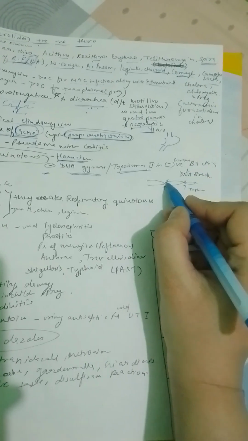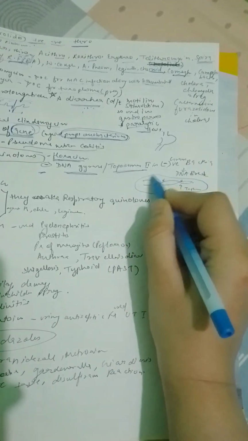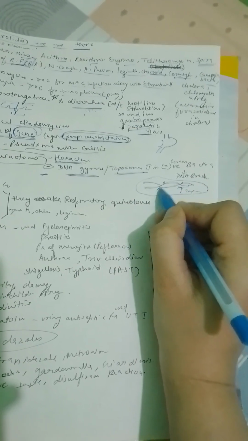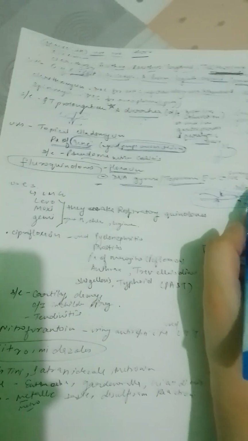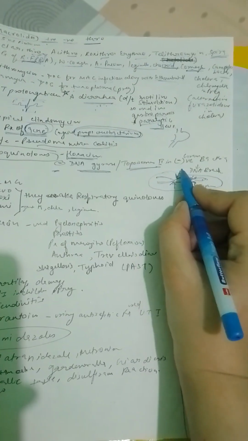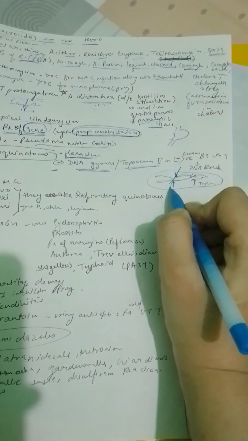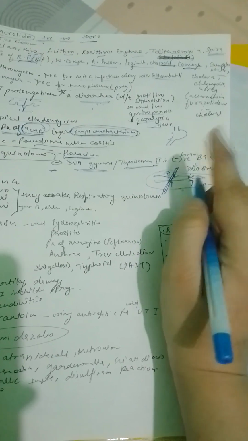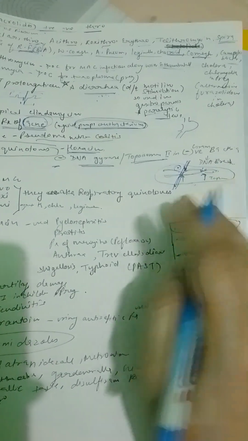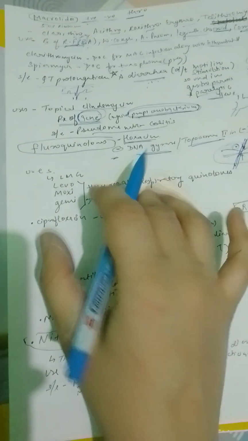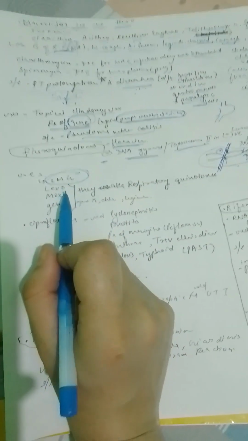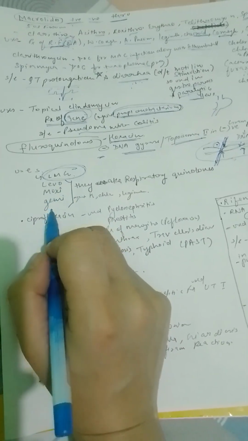Suppose this is our gram negative bacteria and this is its DNA, and here is topoisomerase. If we have given the patient a fluoroquinolone, it will act on this DNA gyrase or topoisomerase 2 and inhibit it, and hence the DNA will break. Hence the bacteria will not be able to continue. That is the fluoroquinolone mode of action. As a mnemonic for the uses, we can remember LMG: levofloxacin, moxifloxacin, gemifloxacin.